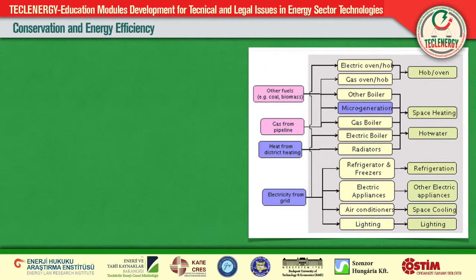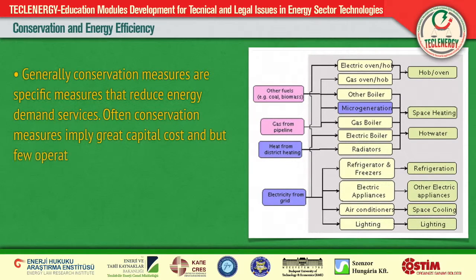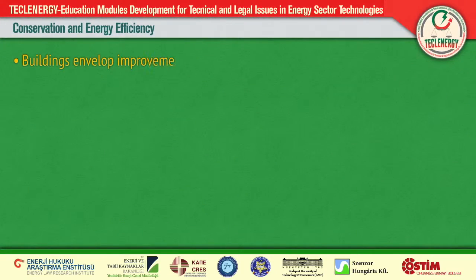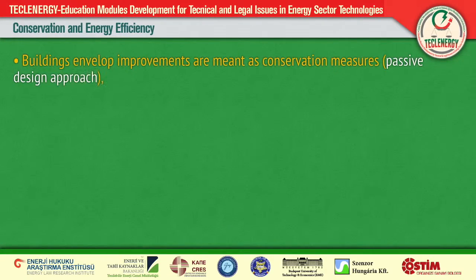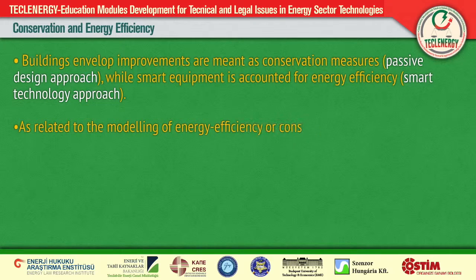Conservation and energy efficiency. Generally, conservation measures are specific measures that reduce energy demand services. Often, conservation measures imply great capital cost but few operation and maintenance costs. Building envelope improvements are meant as conservation measures, a passive design approach, while smart equipment is accounted for as energy efficiency, a smart technology approach. Either approach can be suitable.